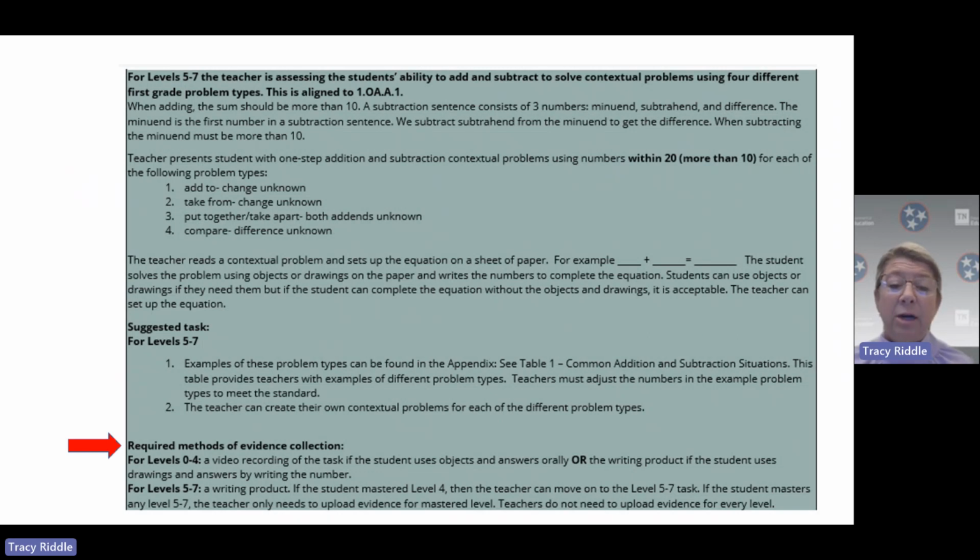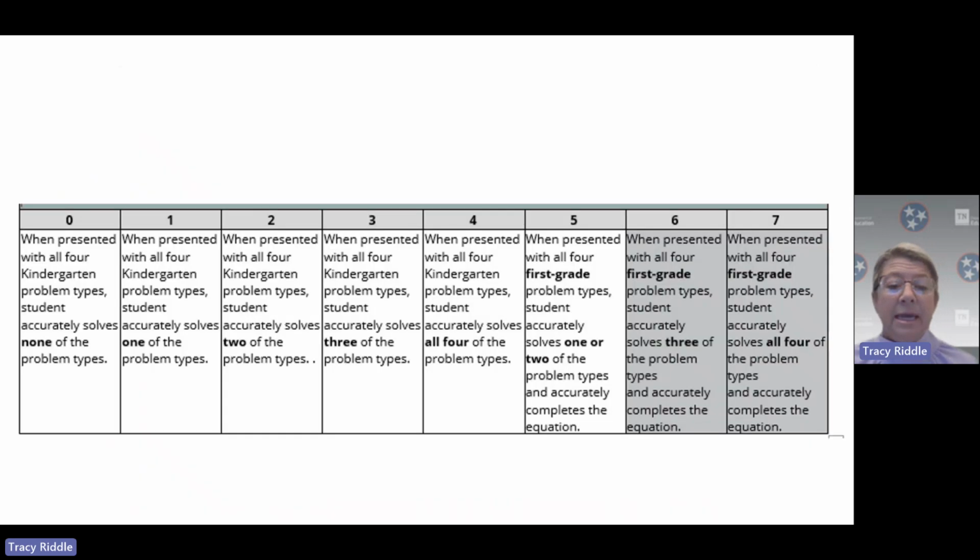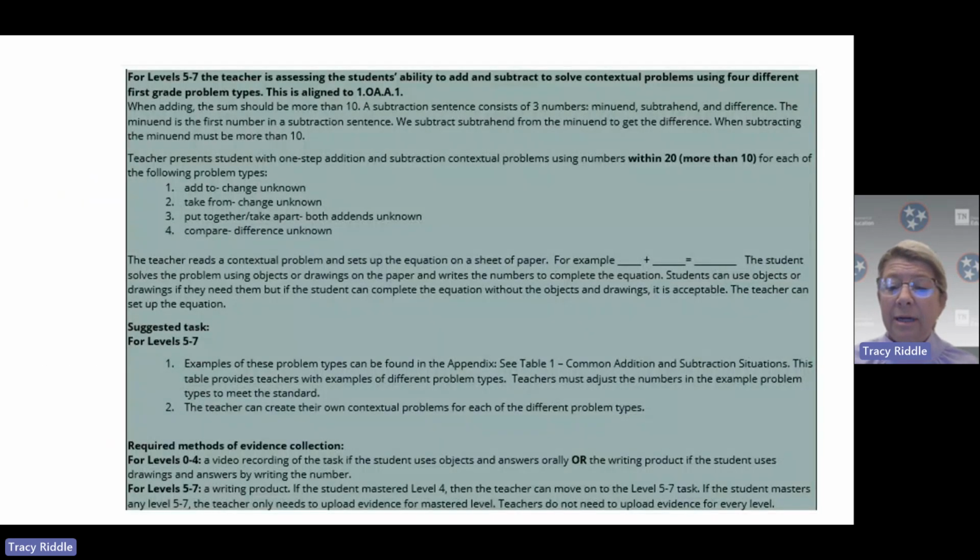The required method of evidence for the kindergarten standard is a video recording of the task if the student is using objects and answering orally. If the student uses paper and uses drawings and answers by writing numbers, you do not have to use a video recording. For the first grade standard, it is a writing product. If a student has mastered the kindergarten standard and you have moved to the first grade problem types, if the student has mastered any of those levels, 5, 6, or 7, you only need to upload evidence for those first grade problem types. You do not have to upload evidence that they mastered the kindergarten types.